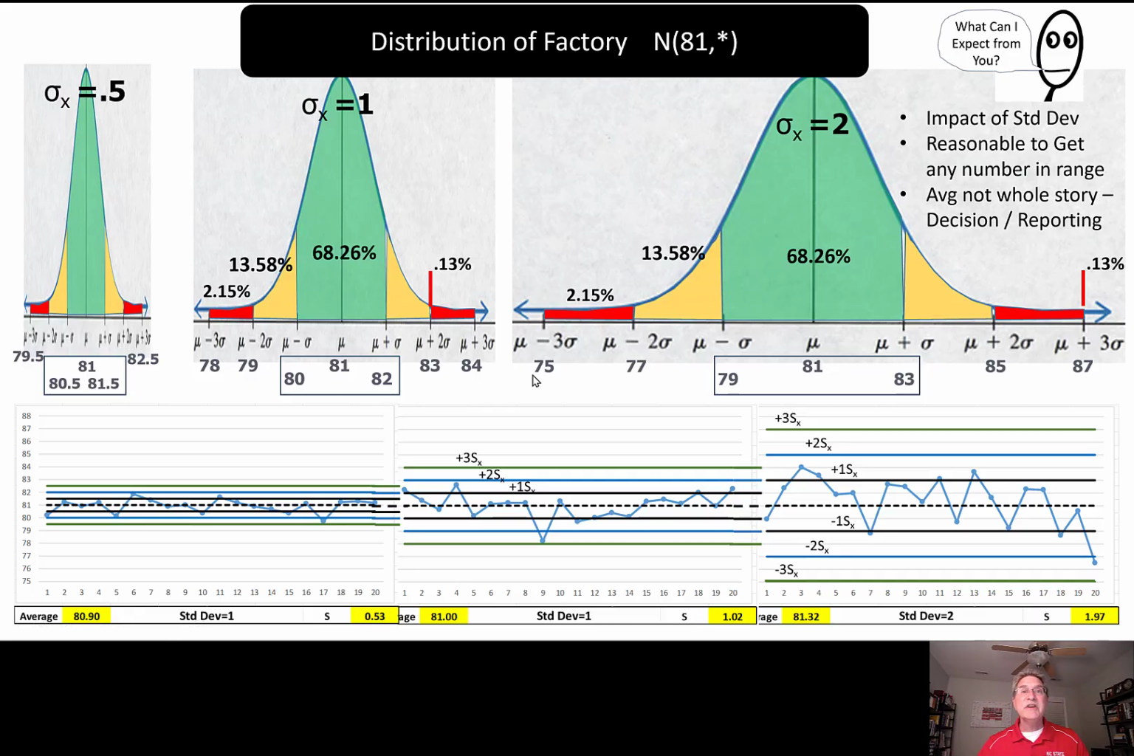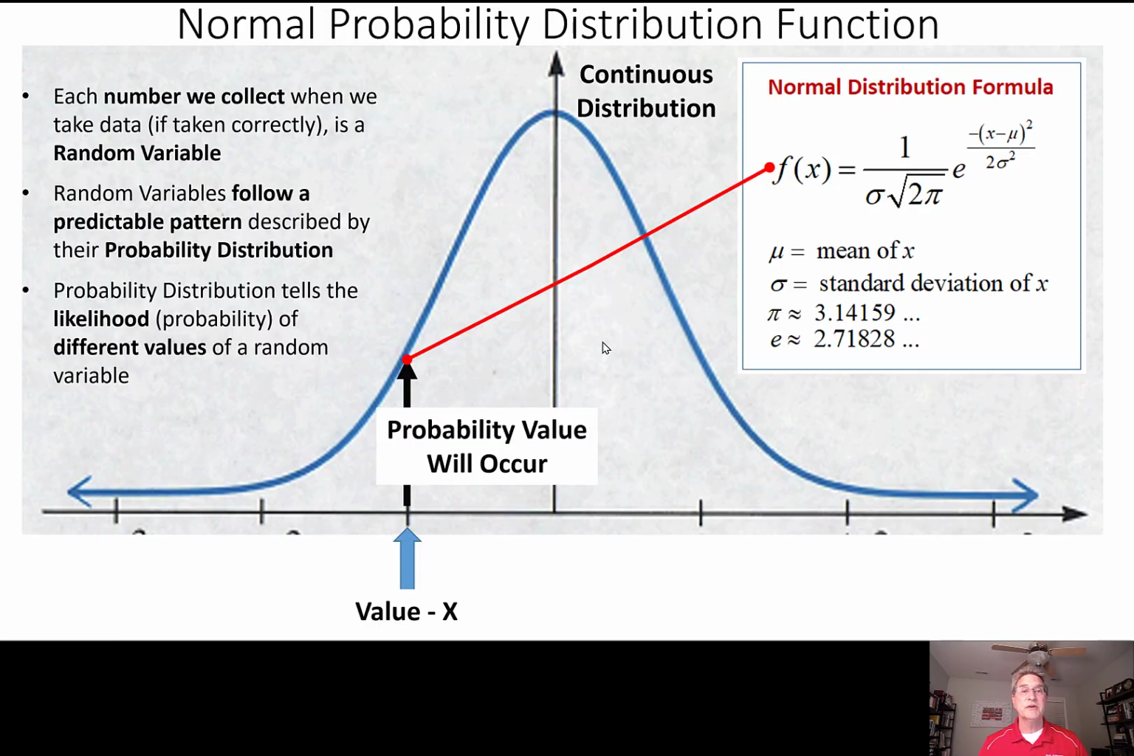We have to consider the distribution and give ourselves or other people an idea of the variation, because all of these numbers in this range are reasonable. So average isn't the whole story. When we're making a decision, when we're reporting, we need to consider the variation and the distribution. Okay, so that's review. Now, let's get on and start looking at actually working with the normal distribution.